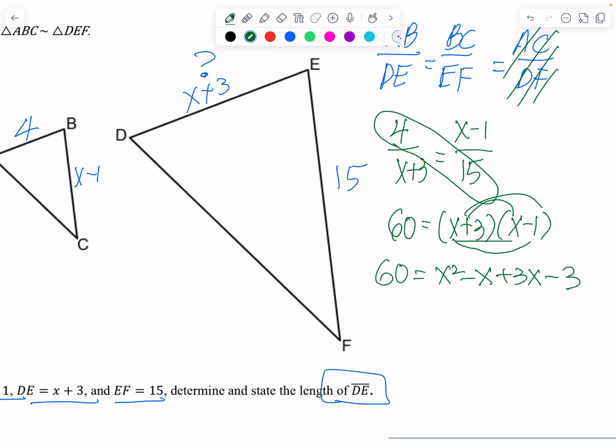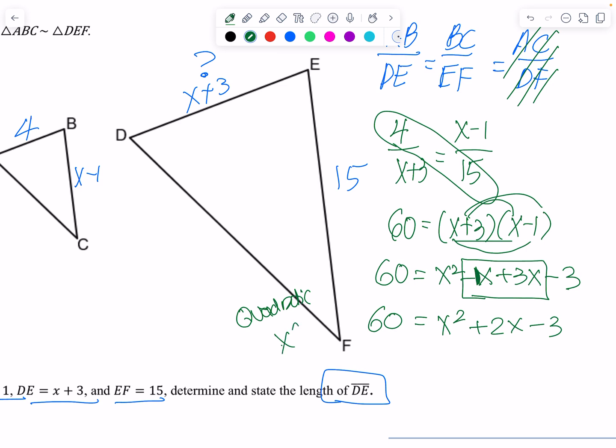And so let's combine like terms. Remember, if you don't see a number, there's an invisible 1. So -1x plus 3x, that simplifies to positive 2x. And this is what we call a quadratic equation. Any equation with an x squared in it, you want the other side to be 0.